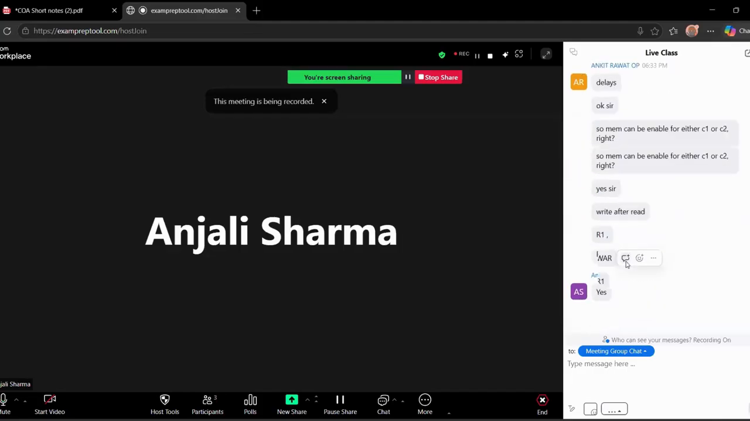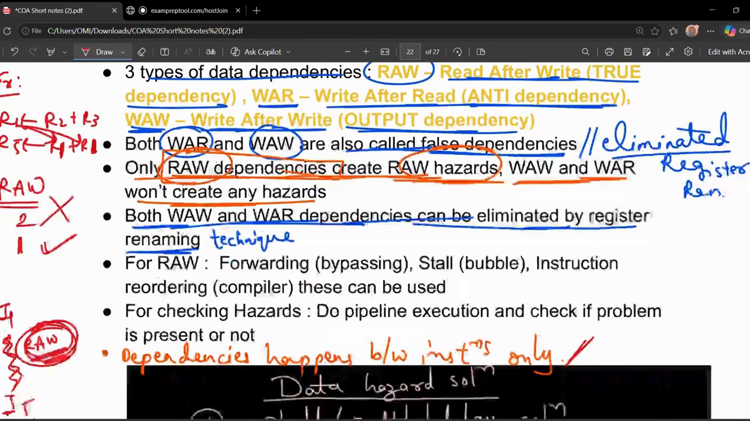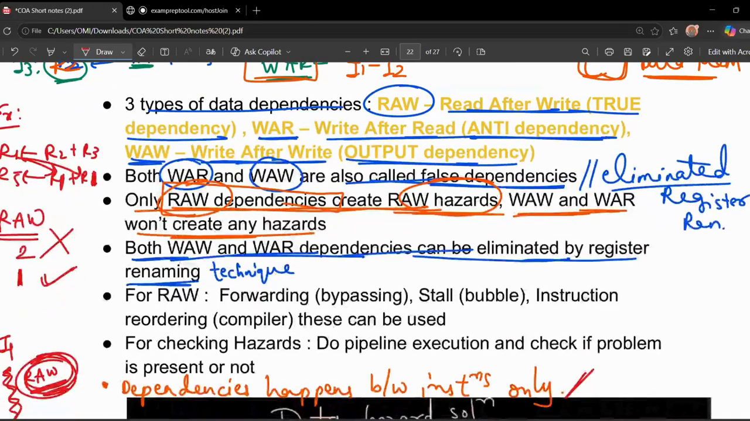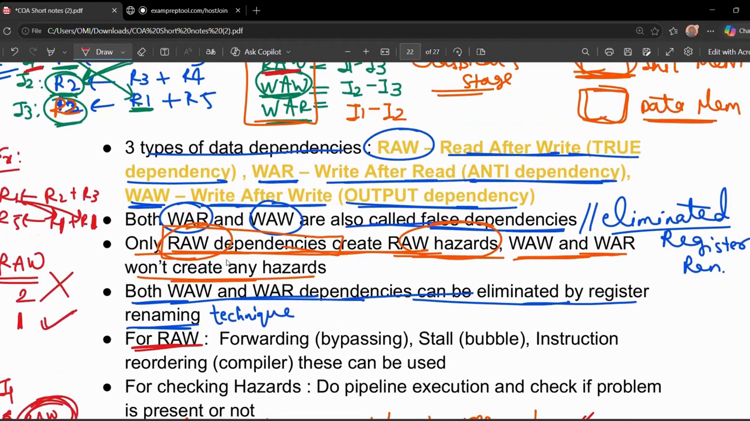Now, these are some important points regarding dependencies. Now for WAW dependencies, it's clearly written that only RAW dependencies will create the hazards.